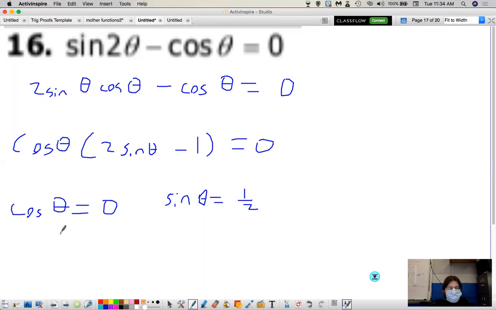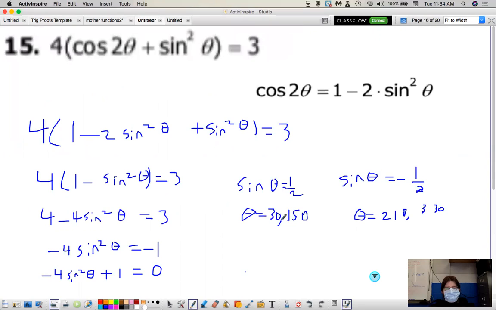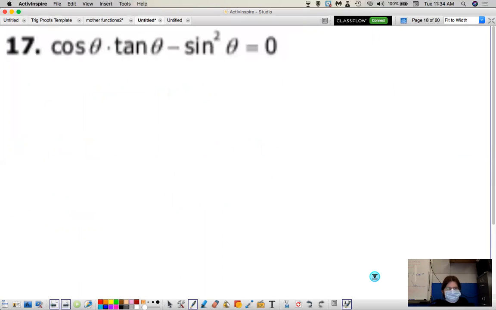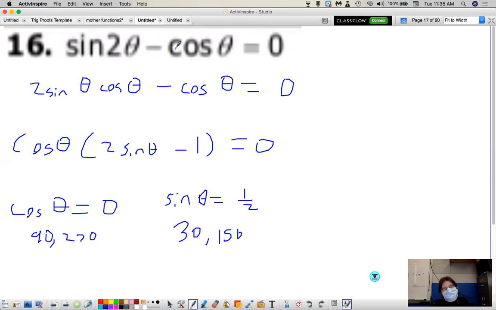Find out where that happens. That happens at 90 degrees and 270 degrees. Half, we just did that. It's 30 and 150. Again, we got multiple trig functions. You might want to check it. I think it's going to work. You can check it if you really want to.